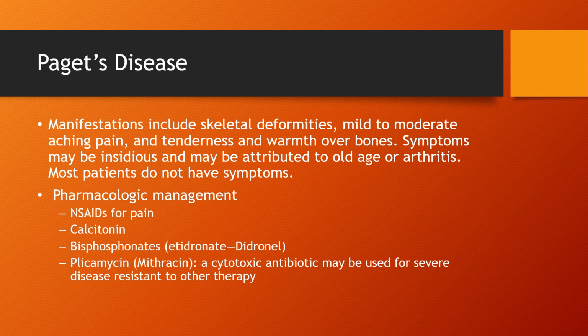So what you might see is skeletal deformities, mild to moderate aching pain, tenderness and warmth over bones, and the symptoms may be pretty subtle or insidious and may just be attributed to old age or arthritis. So most patients don't even have symptoms. So how is it treated? Well, nonsteroidal anti-inflammatories are given for pain. Calcitonin and bisphosphonates are used. And plicamycin or mithramycin, a cytotoxic antibiotic, may be used if it's very severe and doesn't respond to any other therapy.